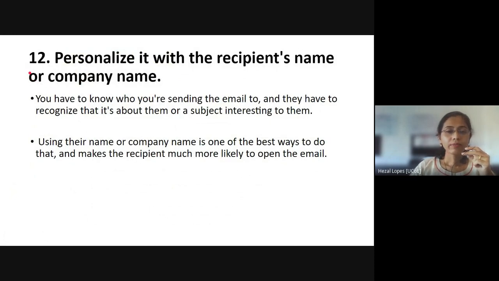Point number 12, personalize it with the recipient's name or company name. You have to know who you are sending the email to, and they have to recognize that it's about them or a subject interesting to them. So if you get an email with your name, it will be more catchy, yes or no? Using their name or company name is one of the best ways to do that and makes the recipient much more likely to open the email.